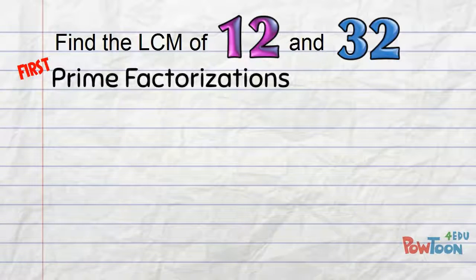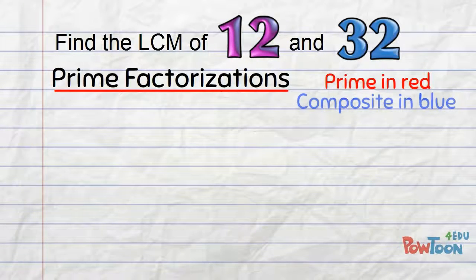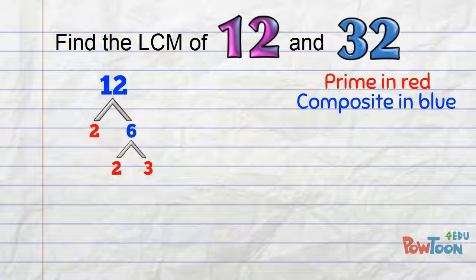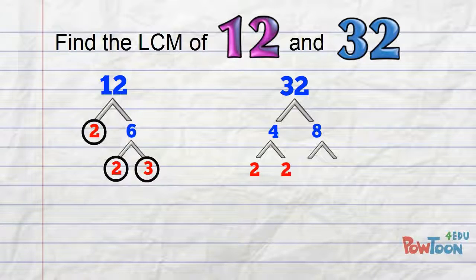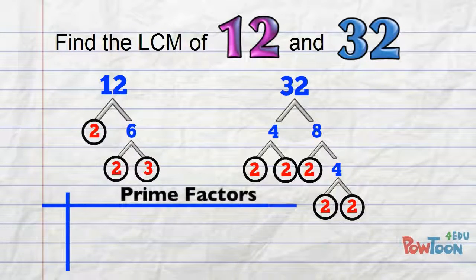First, we do the prime factorisation of each of the numbers. Primes in red and composite numbers in blue. 12 is from 2 times 6. 6 is from 2 times 3. Circle the primes. 32: 4 times 8 is 32. 4 is from 2 times 2. 8 is from 2 times 4, and 4 is from 2 times 2. Circle the primes.